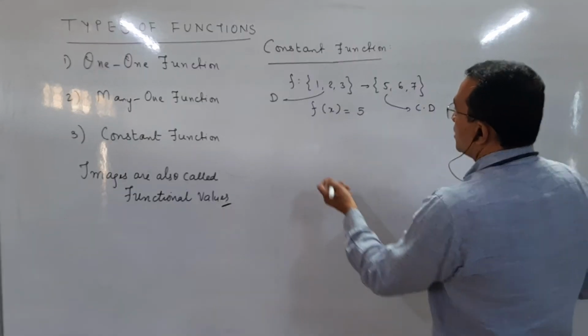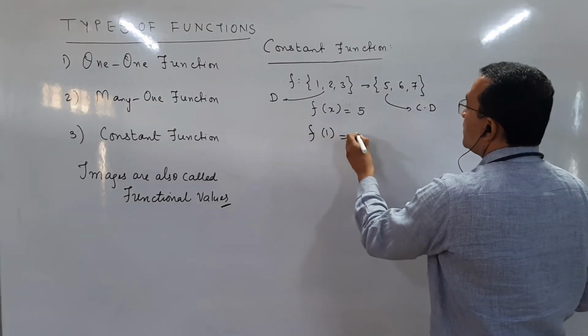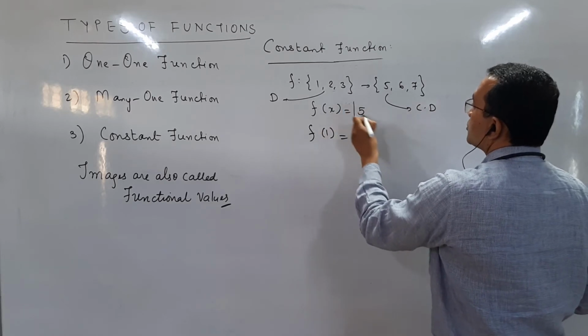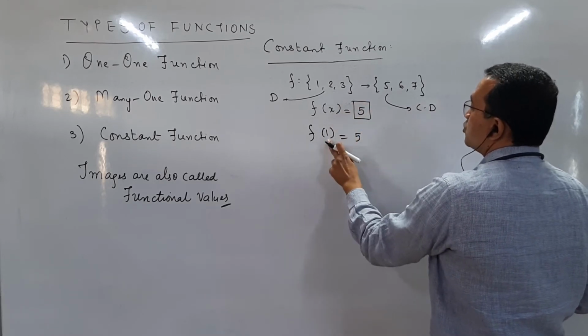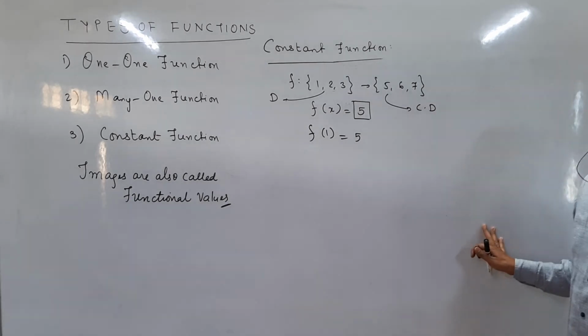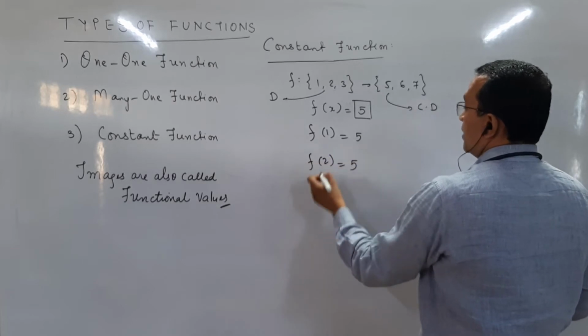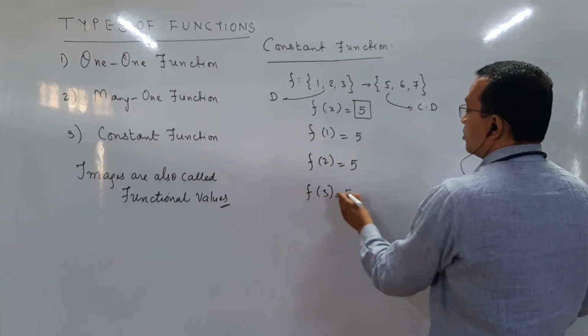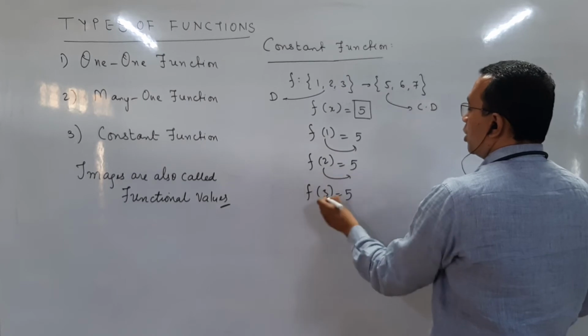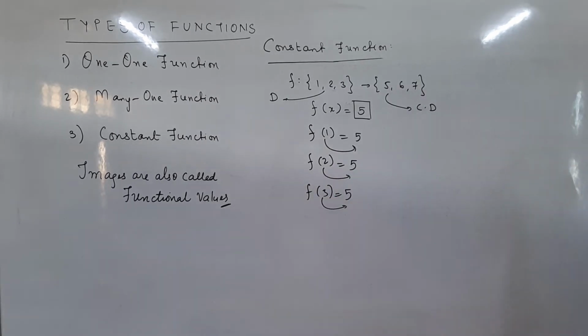Now, so I start with 1. F of 1 will be 5 because there is no x on the right hand side which is to be replaced by 1. So image of 1 is 5. Image of 2 is also 5 and image of 3 is also 5. So all the three elements of domain 1, 2, 3 have same image in codomain which is 5. Such a function is called a constant function.